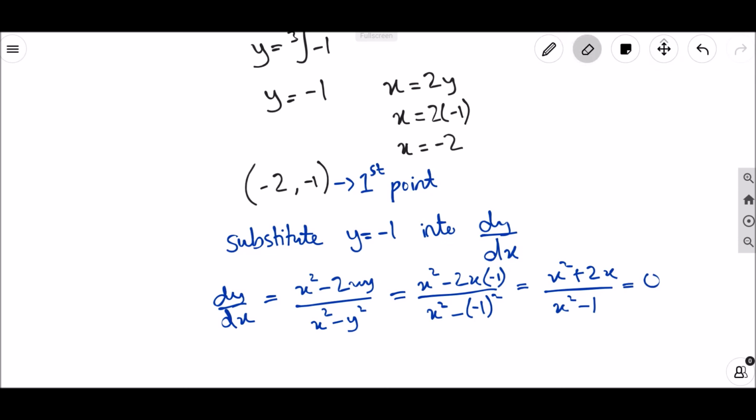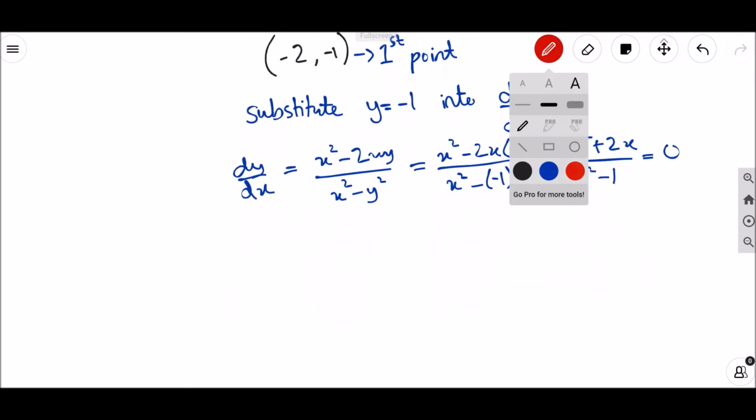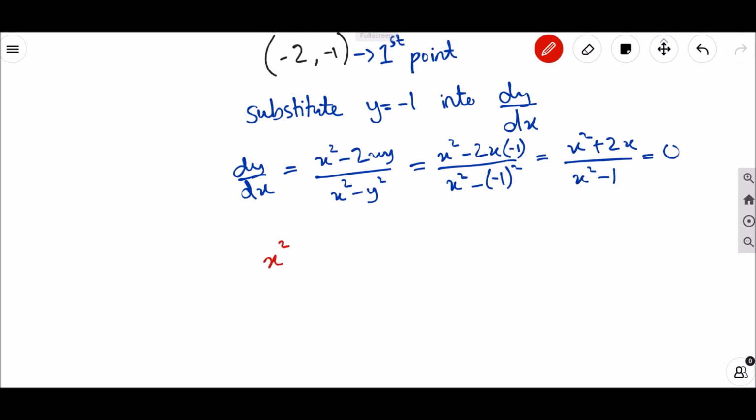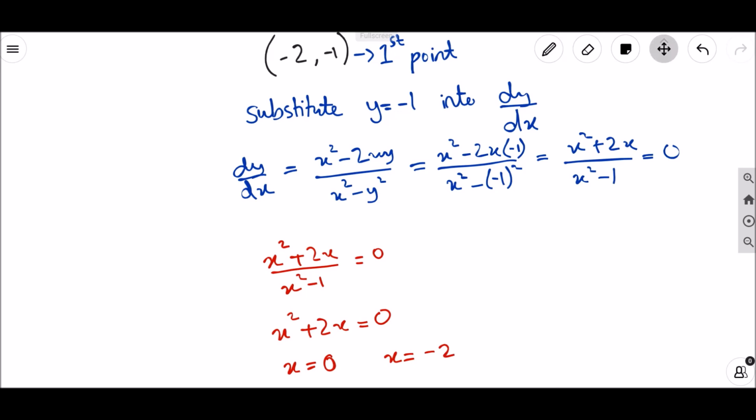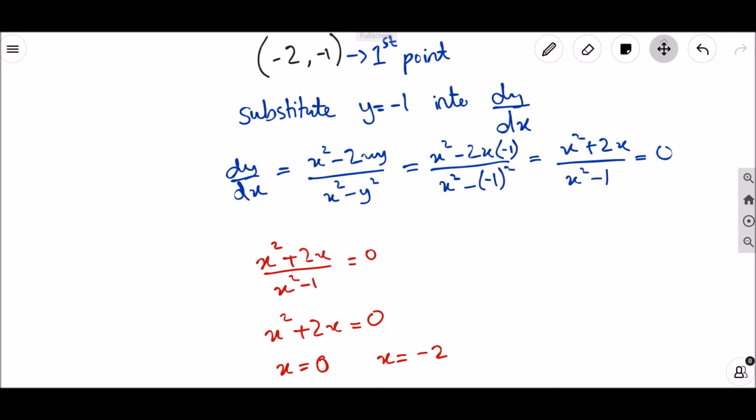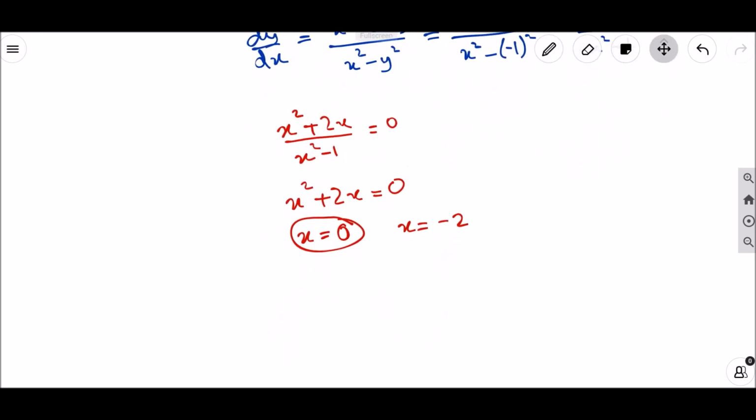So sorry about this. Now let's just change it. So x squared plus 2x over x squared minus 1 is equal to 0. So if we solve this, we'll get x squared plus 2x is equal to 0. You can put this into a calculator and solve it, or you can solve it using the quadratic formula. You'll get x is equal to 0 and x is equal to minus 2. So we have already solved for x is equal to minus 2, so we'll take x is equal to 0. So our x is 0.